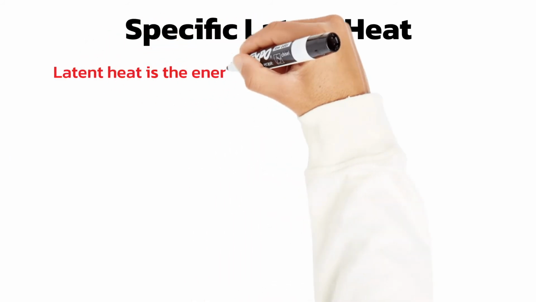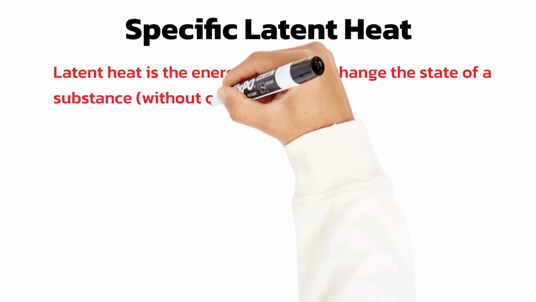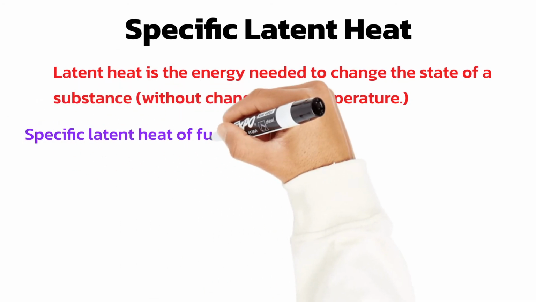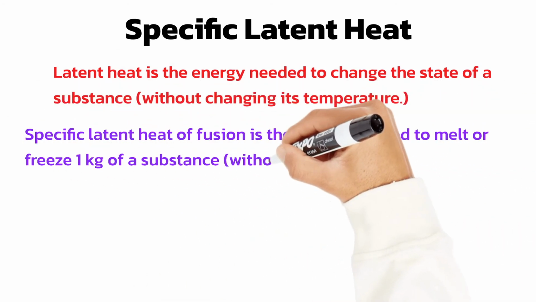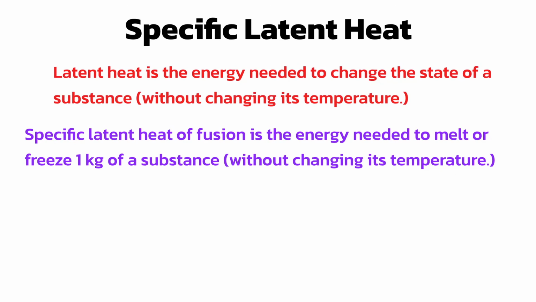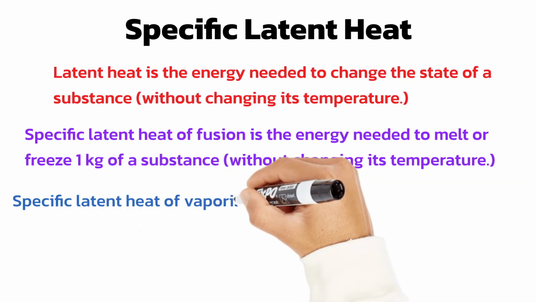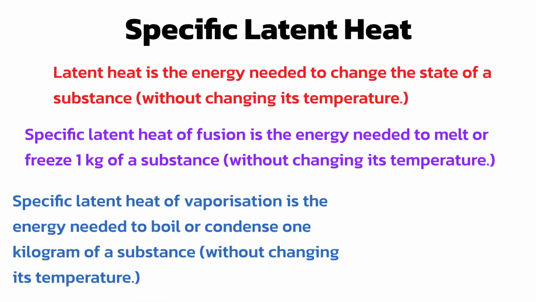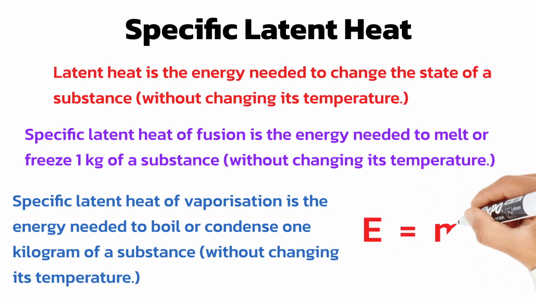So to summarize, latent heat is the energy needed to change the state of a substance, and this happens without changing its temperature. Specific latent heat of fusion is the energy needed to melt or freeze 1 kilogram of a substance, without changing its temperature. The specific latent heat of vaporization is the energy needed to boil or condense 1 kilogram of a substance, at a constant temperature. To make calculations of specific latent heat, we use the formula E equals M times L.